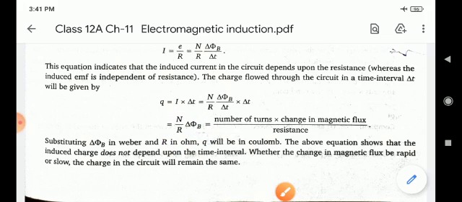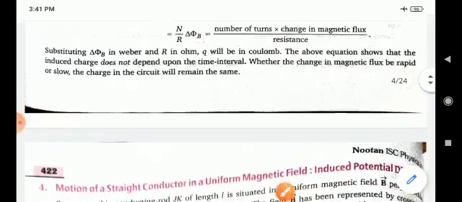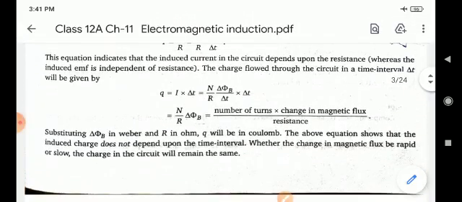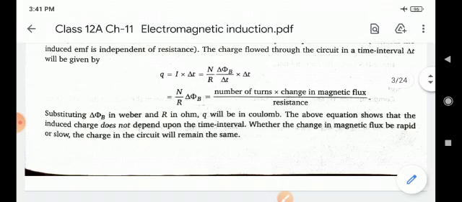Substituting delta phi B in Weber, we know that the unit of delta phi is the Weber and R is the ohm, so Q will be in Coulomb. The above equation shows that the induced charge does not depend upon the time interval. Whether the change in magnetic flux be rapid or slow, the charge in the circuit will remain the same.